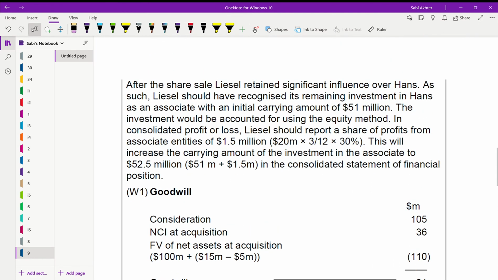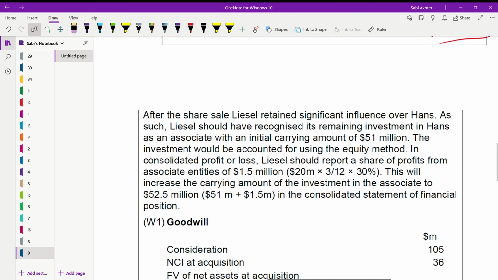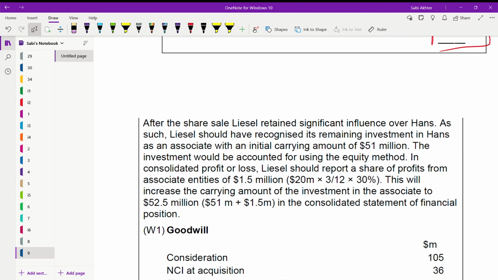Before we explain this, we can explain these things before we go to the workings. After the sale, they retain a significant influence. That means they have to recognize it using the equity method because it's an associate now, with the initial carrying amount using the equity method. In the consolidated profit or loss, what should they do? They should report a share of profit from the associate entities of 1.5 billion.